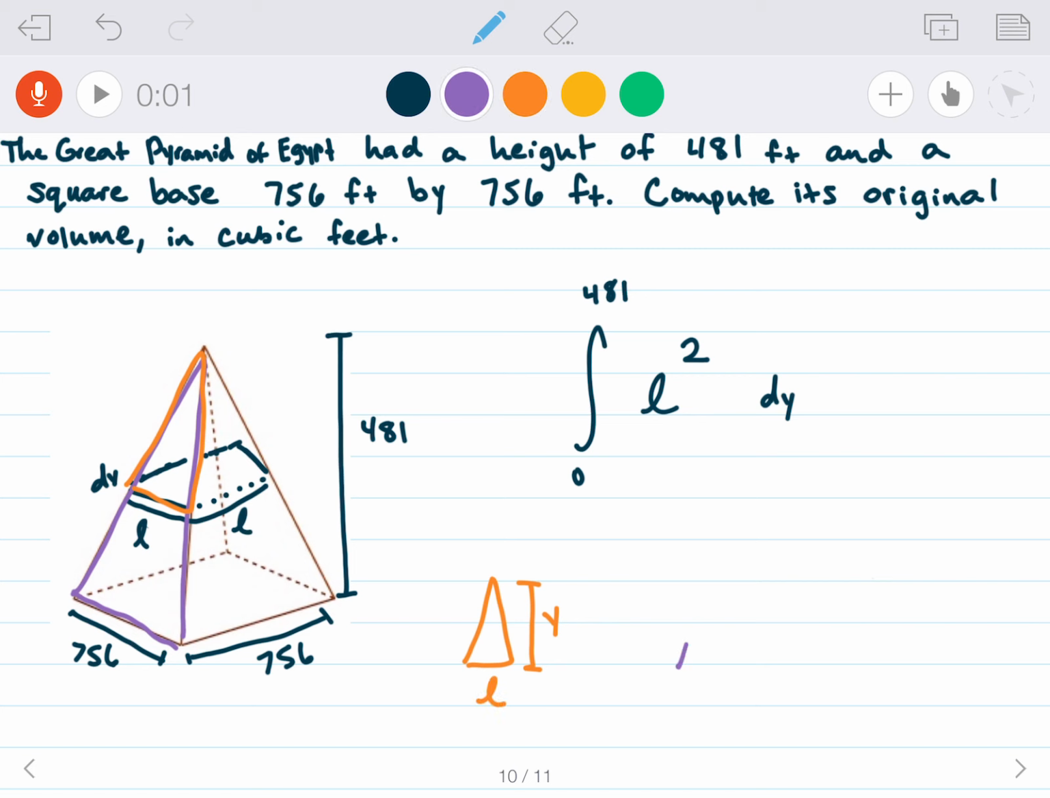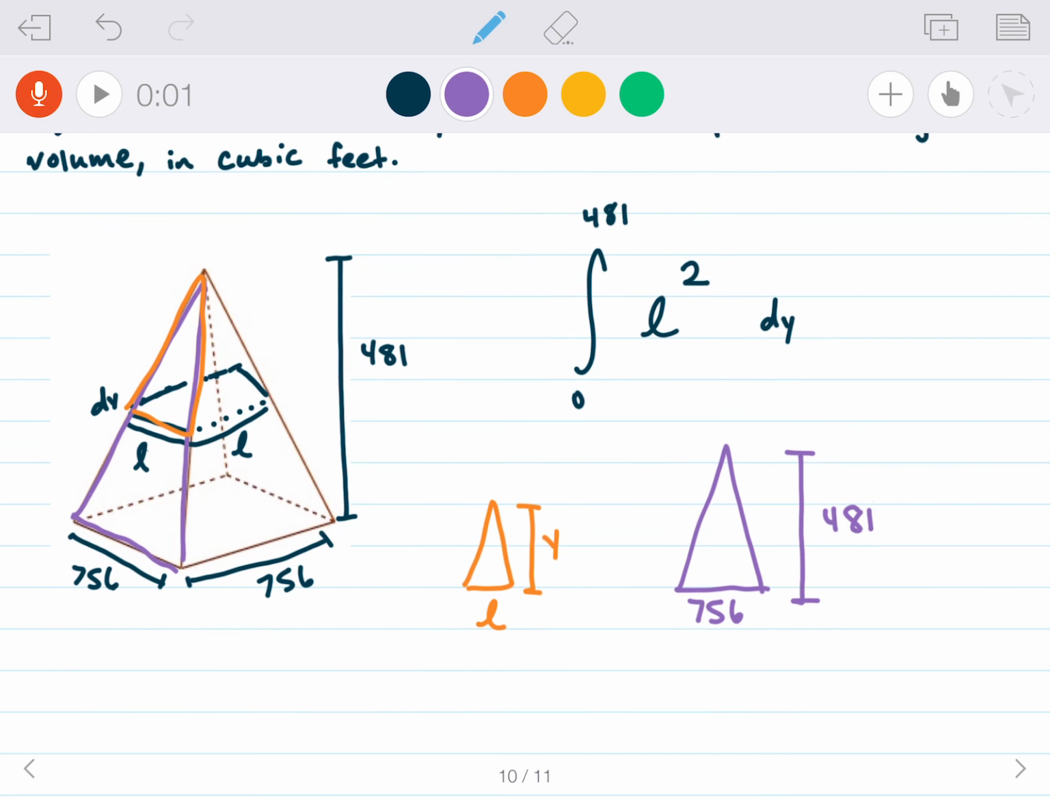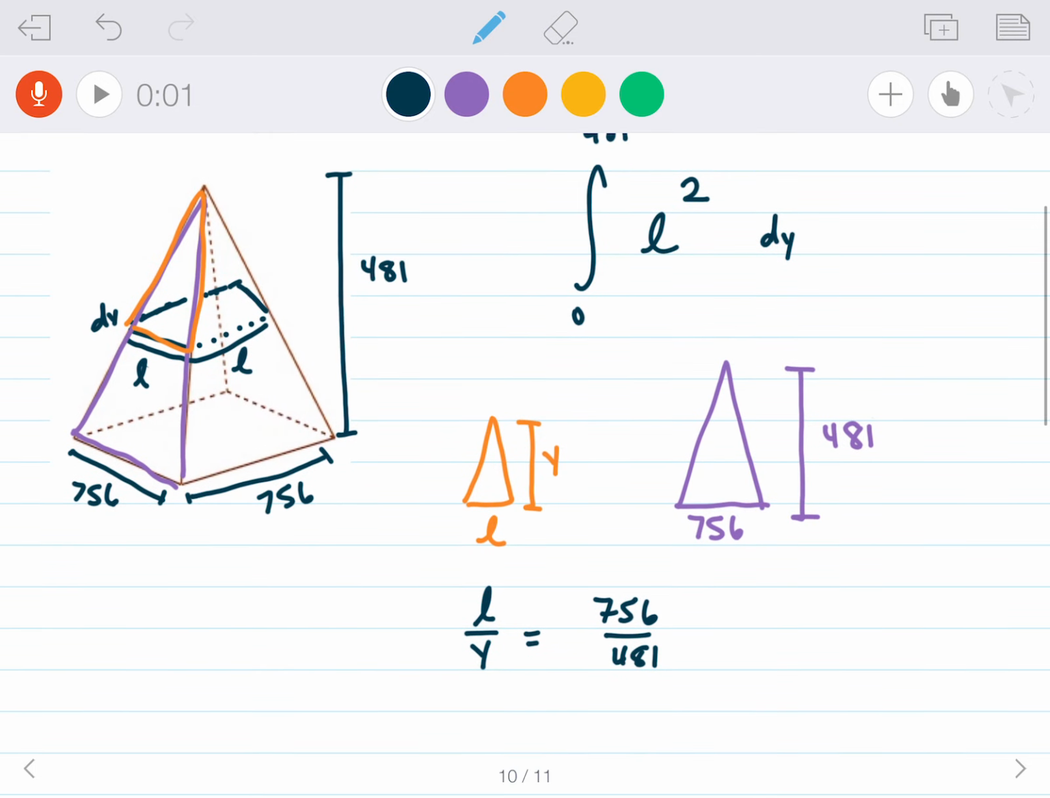Okay, then looking at the purple triangle, we're told that the height is 481 feet and that the base is 756. So comparing the sides, setting up a proportion, we have that L is to y as 756 is to 481. And if we multiply both sides by y, we get that L in terms of y is just 756 over 481 times y.